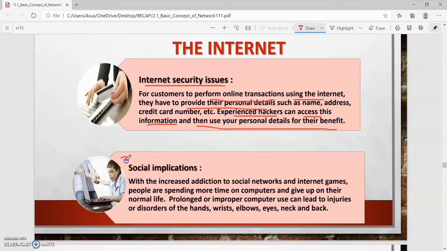Number 2, we can explain based on social implications. With the increased addiction to the social networks and internet games, people are spending more time on the computers and give up on their normal life. So improper computer use can lead to injuries or disorders of the hand, wrist, elbows, eye, neck, and back.